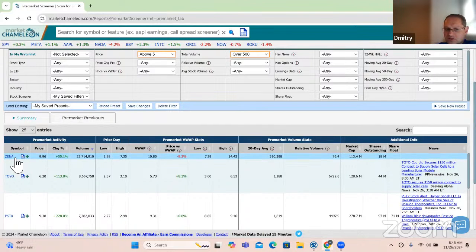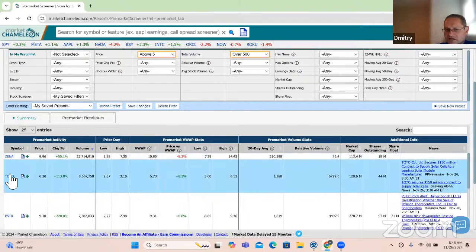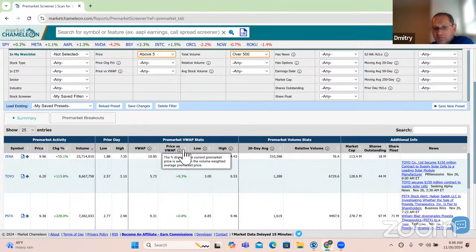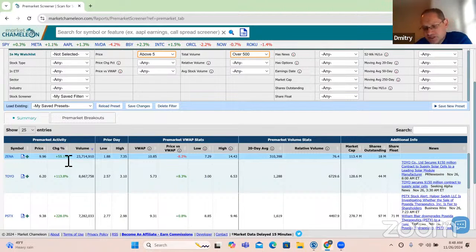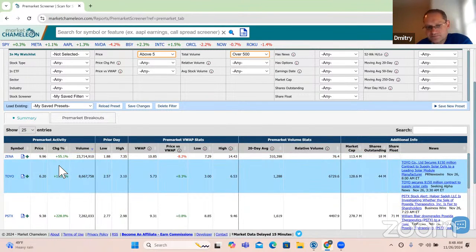You can see the first column is the stock symbol. The next, you see a stock price. This is the stock price that it's trading at in the pre-market hours. And next to it, you see a percent change. That percent change references the previous day's close to where it's trading in the pre-market hours. So this stock here is up 55% in pre-market hours.